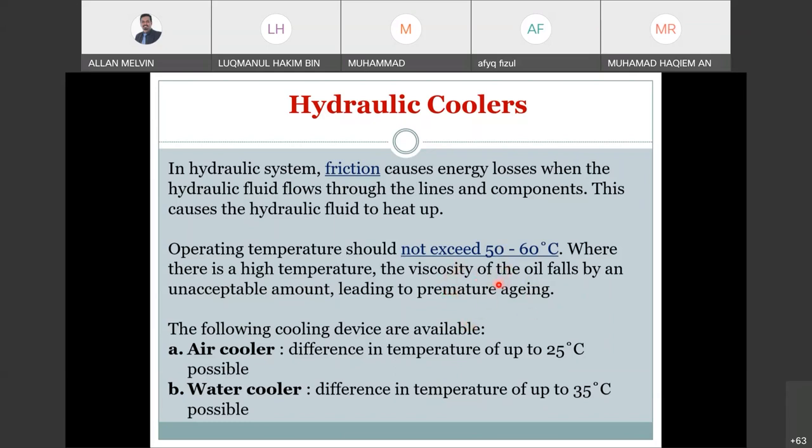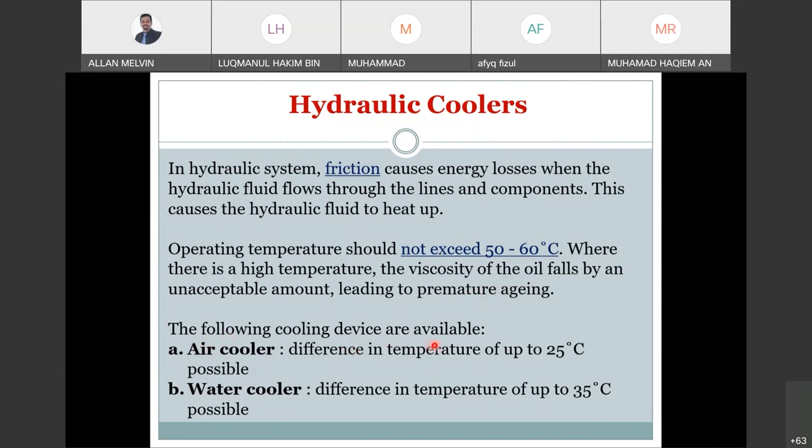Premature aging means you need to change the oil before its time. So let's say it can be used for 6 months, but at 3 months the viscosity is already like 6 months old, so you need to change early. That's something you need to understand.